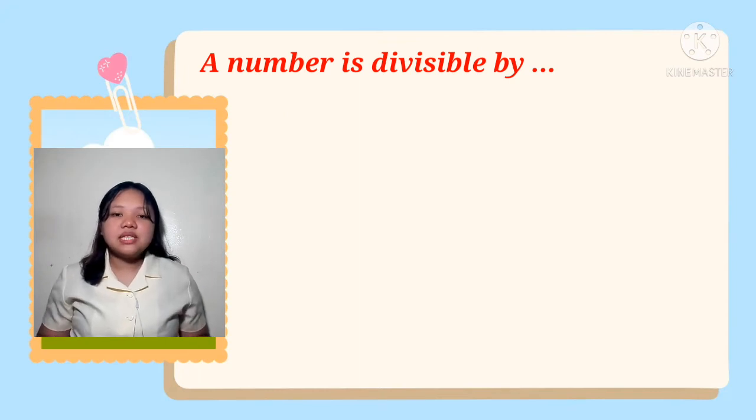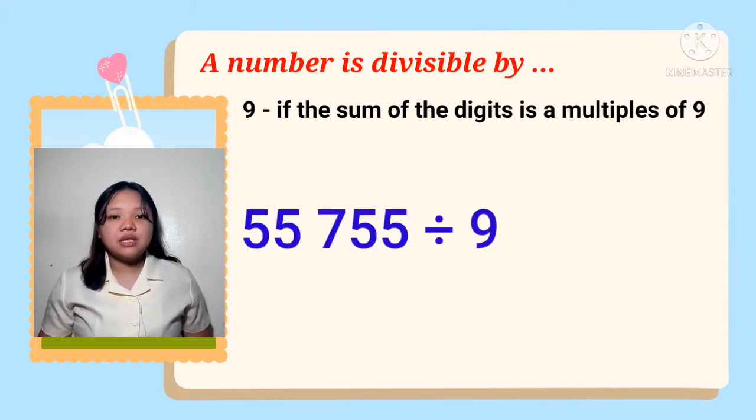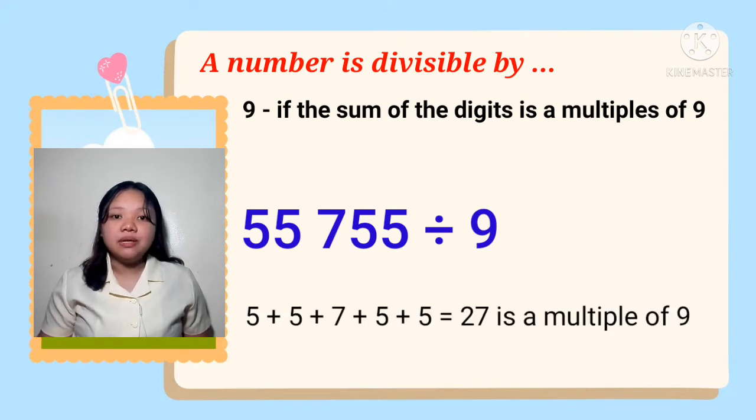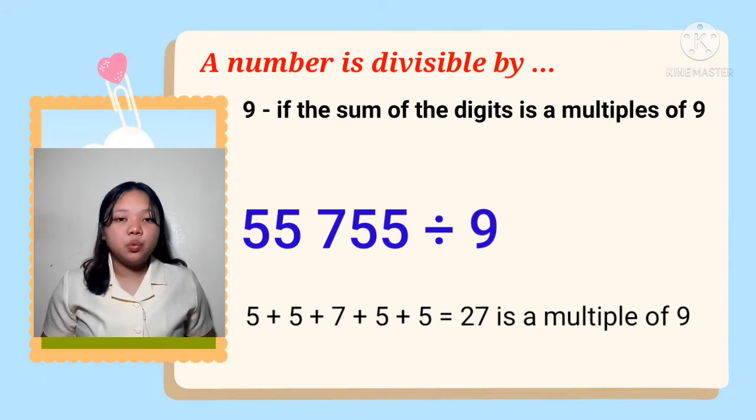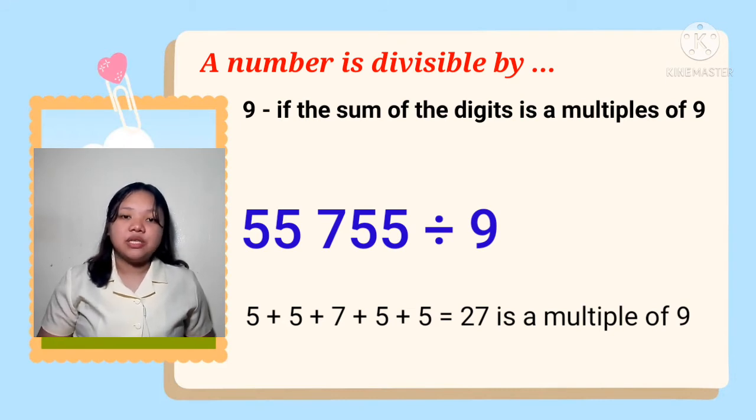So now, a number is divisible by 9 if the sum of the digits is a multiple of 9. So for example, 55,755 divided by 9. So let's add the digits: 5 plus 5 plus 7 plus 5 plus 5 is equal to 27, which is a multiple of 9. Therefore, it is divisible by 9.